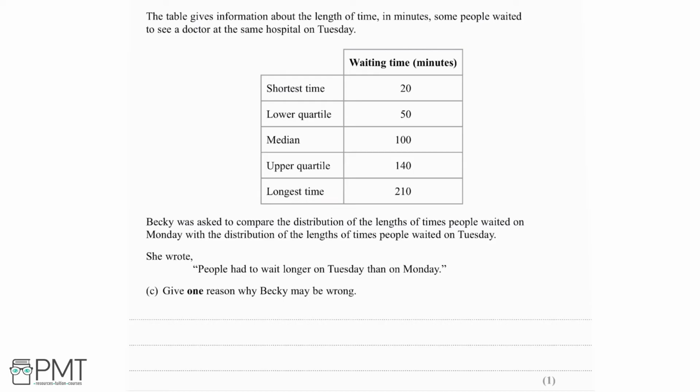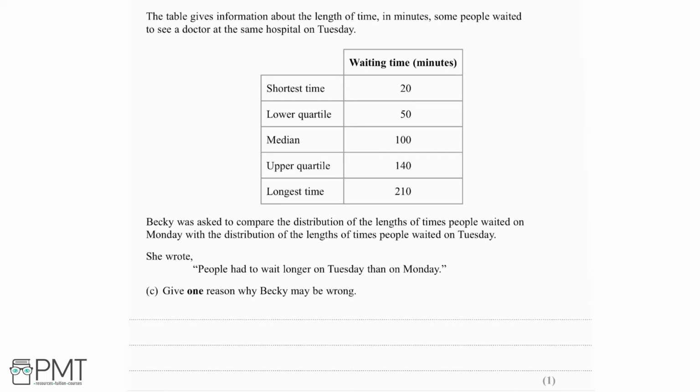The table gives us information about the length of time in minutes some people waited to see a doctor at the same hospital on Tuesday. Becky was asked to compare the distribution of lengths of times people waited on Monday with the distribution of lengths of times people waited on Tuesday. She wrote people had to wait longer on Tuesday than on Monday, and give one reason why Becky might be wrong.